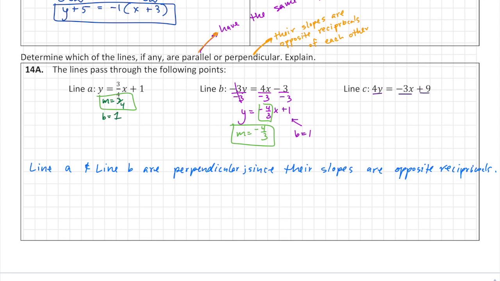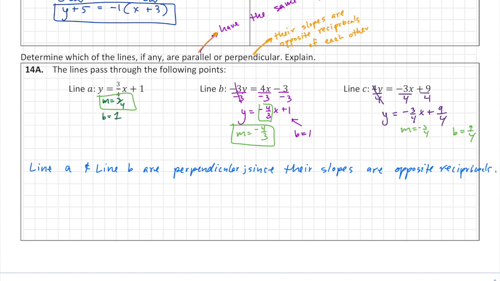In this case I have to divide everything by 4. I have y equal to -3/4 x plus 9/4. Now here my slope is -3/4 and my b is equal to 9/4.